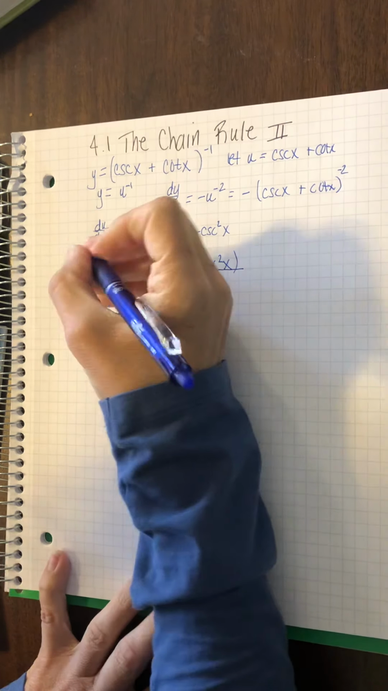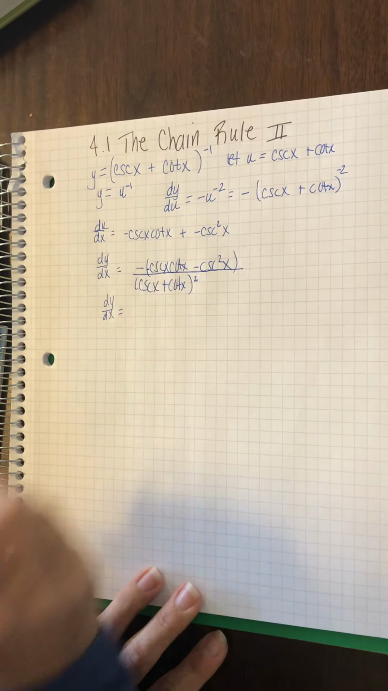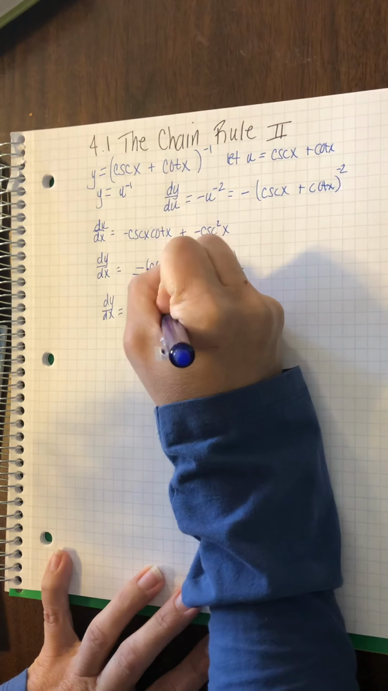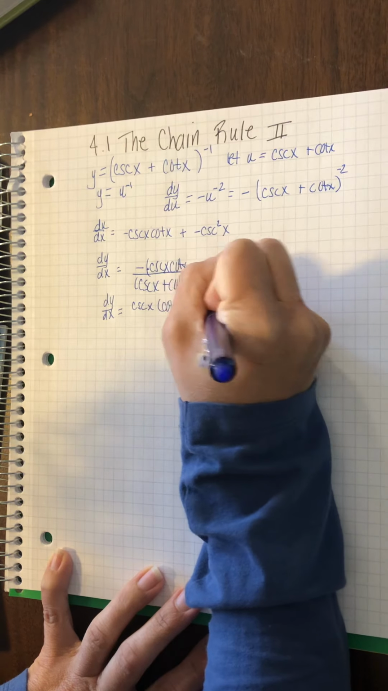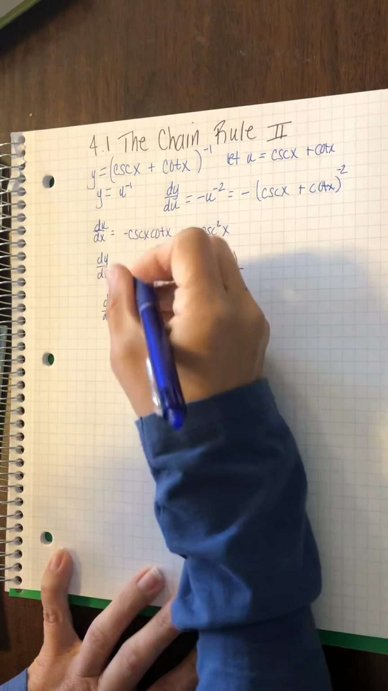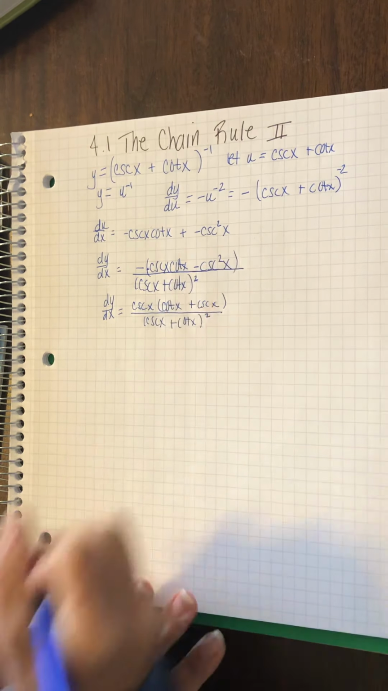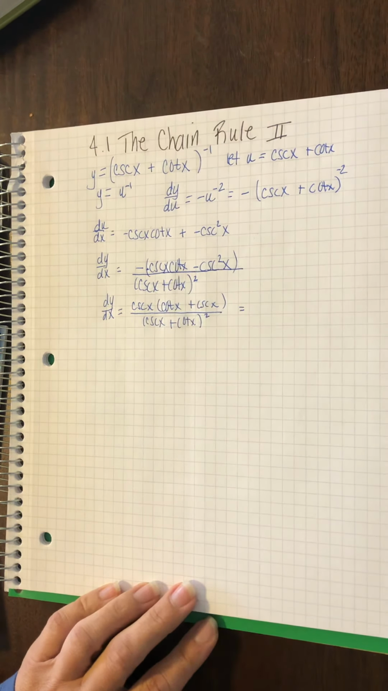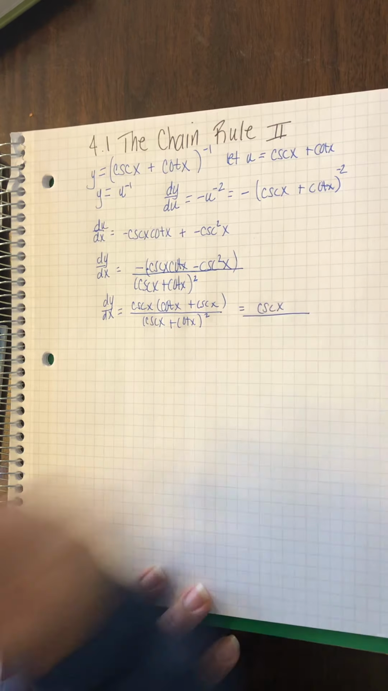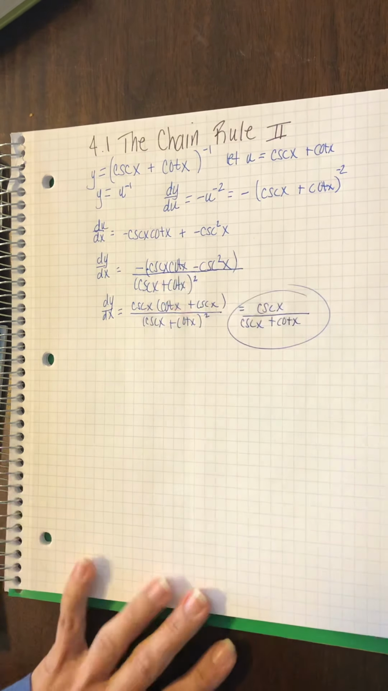So I'm going to factor this. My dy dx, I'm going to factor out a cosecant, and that's going to leave me with cotangent plus cosecant, all over cosecant plus cotangent quantity squared, which simplifies when you reduce. You get cosecant x over cosecant plus cotangent.